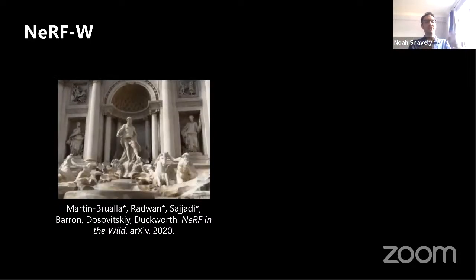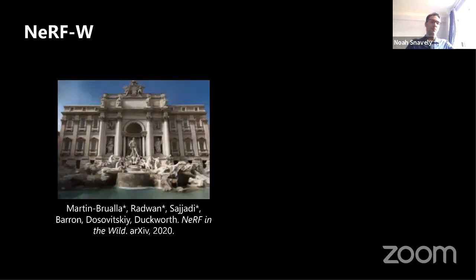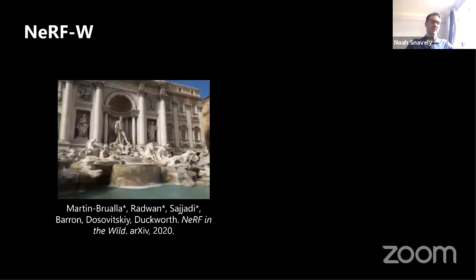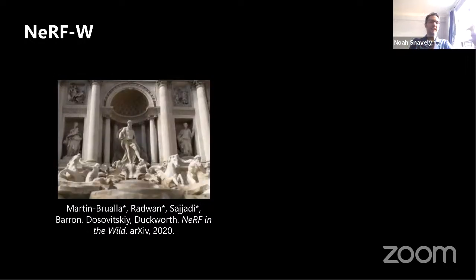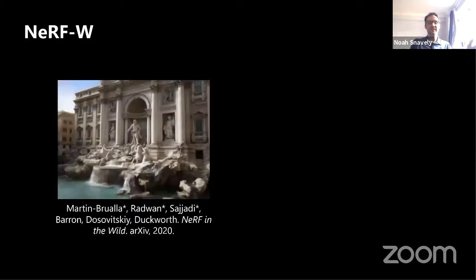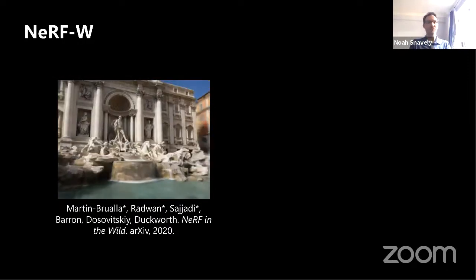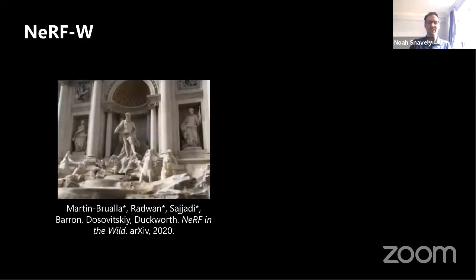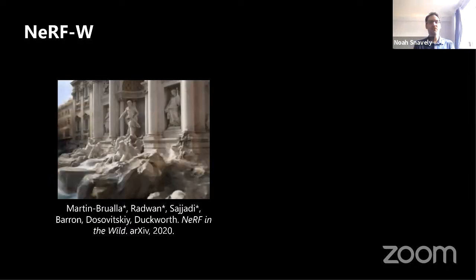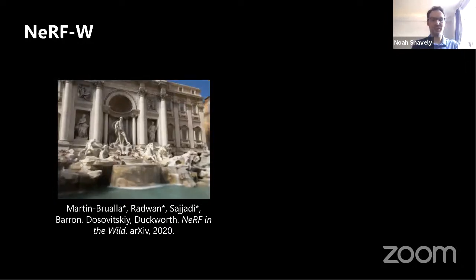The advantage of NeRF is that you can render a much larger set of viewpoints than you can with an MPI, which has a limited ability to extrapolate in space. The disadvantage is that it takes much longer to render views. With an MPI, it's basically real time. You can run it in a browser. With NeRF-W, it may take tens of seconds to render an image.